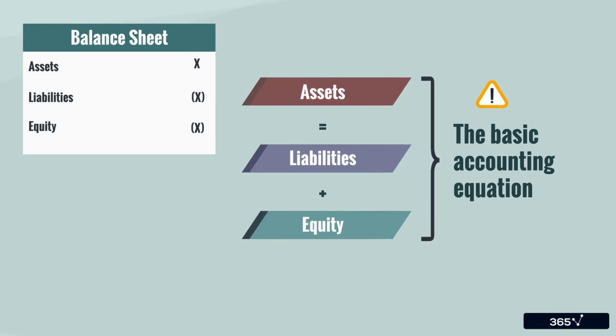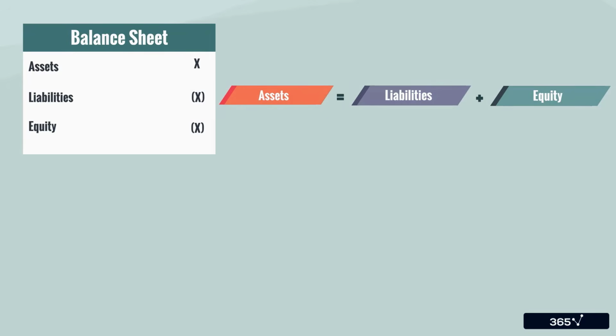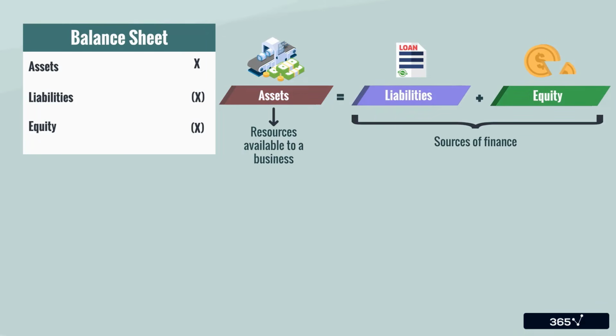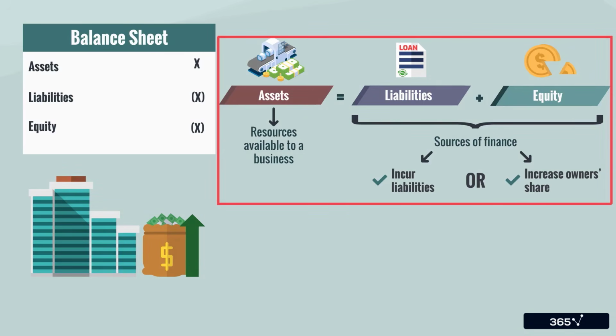The relationship could also be summarized in a slightly different way. If we say that the left-hand side reflects the resources that will be controlled by a company, or its assets, then the right-hand side shows how it will finance these resources. So, firms can raise funds for their operations by incurring liabilities to external and internal stakeholders, or by increasing owners' share in the business. This is an important relationship to remember when planning your budget.